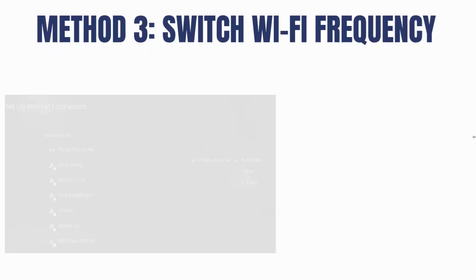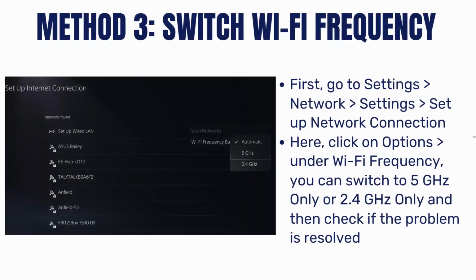Next method is to switch Wi-Fi frequency. For that, go to settings and click on network, then click on settings, then set up network connection. Here click on options under Wi-Fi frequency. You can switch to 5 GHz or 2.4 GHz and then check if the problem is resolved.